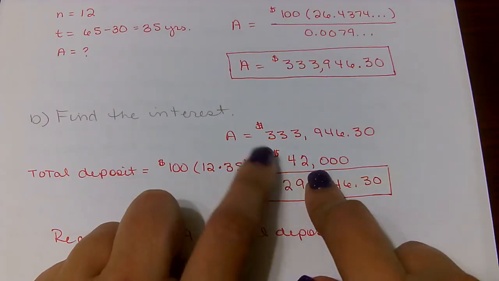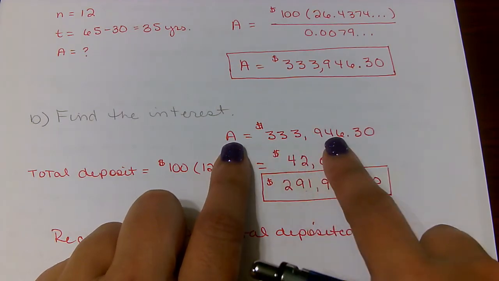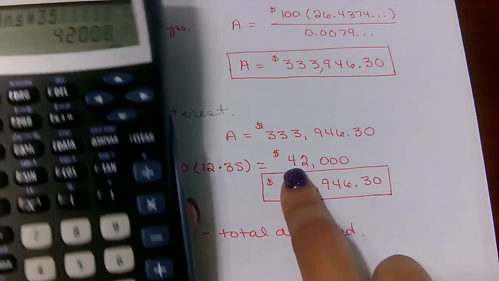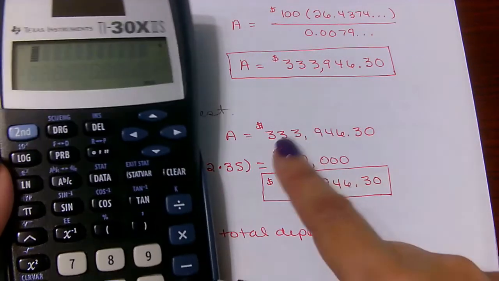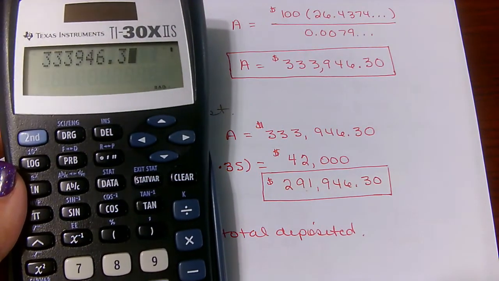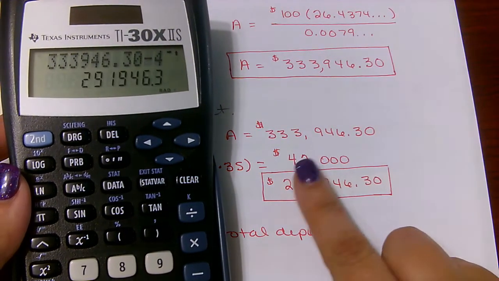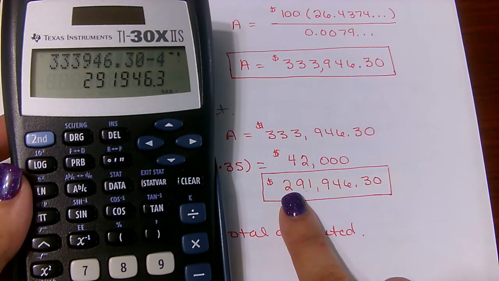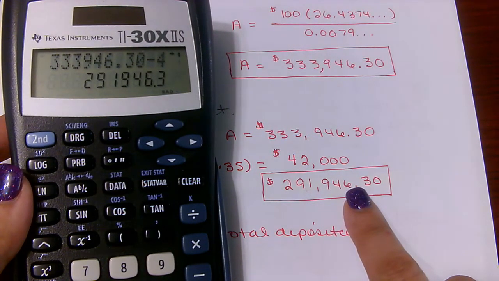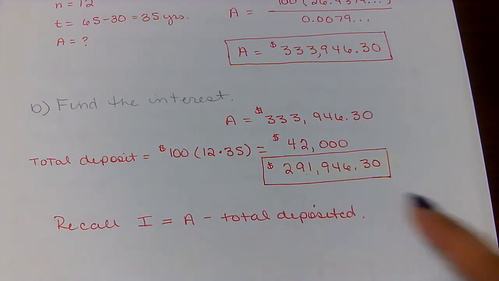If the value of the annuity is this value, $333,946.30, all we're going to do is subtract the $42,000. So 333,946.30 minus $42,000. That means he made an interest of $291,946.30. This one was also a very good investment.